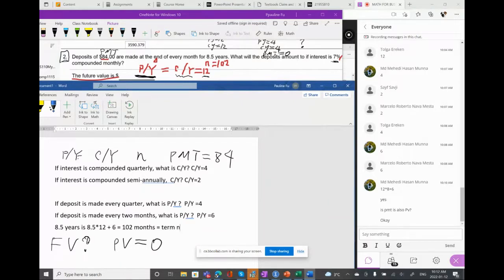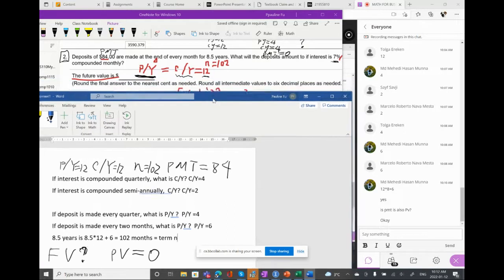So we are given PY is 12, CY is 12, N is 102. The question is, what is FV? That is the question. Okay? And if you watch the video, you know 3 methods to solve this question. Time limit. I will use 2 methods here. 1, formula method. 2, calculator method. For Excel method, please check out the online lecture. Okay, so now formula method.